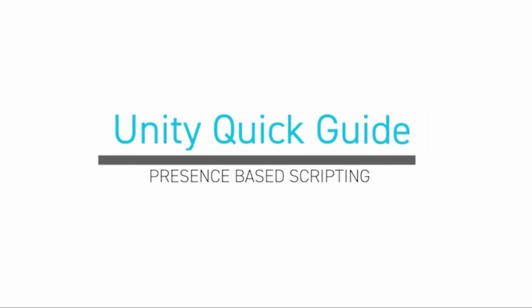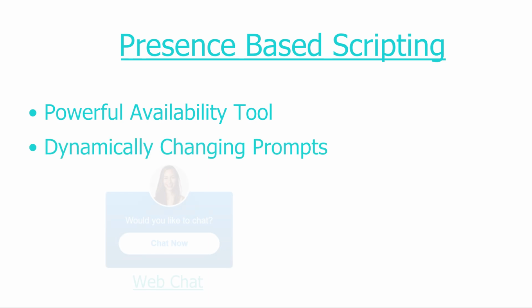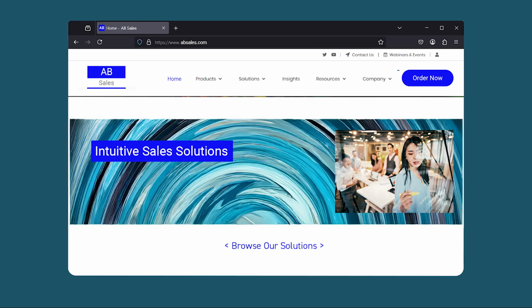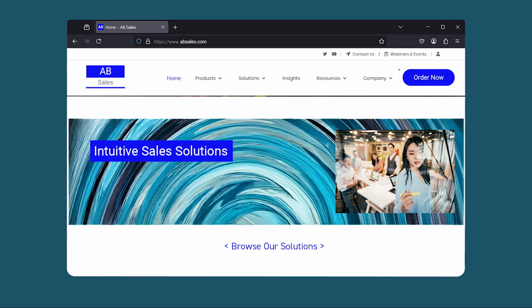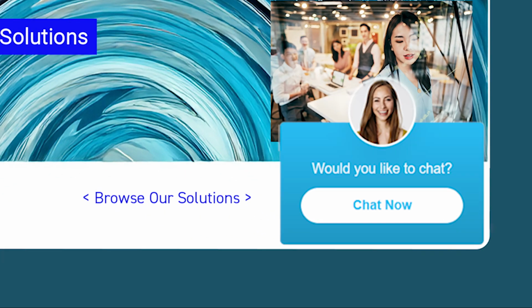In this video we will be covering presence-based scripting. Presence-based scripting is a powerful availability tool that enables dynamically changing prompts for the web chat and callback media streams that are hosted on a business's web pages. Once assigned to the relevant web pages, presence-based scripting works by enabling these media stream prompts to dynamically appear, change, and disappear relative to a business's availability.